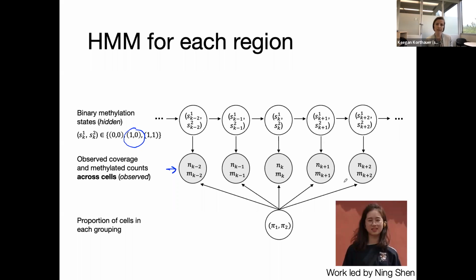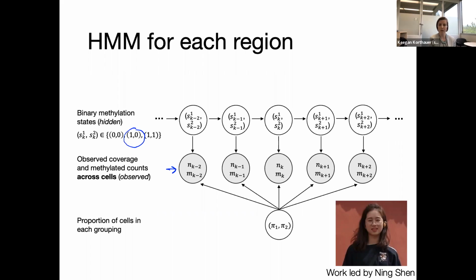And the proportion of cells in each grouping, so in that previous cartoon example was 70% and 30%, this is allowed to vary by each region. So this model is fit for each region, and it's allowed to be different in every region, which is key to relaxing the assumption and allowing there to be an arbitrary number of total subpopulations.